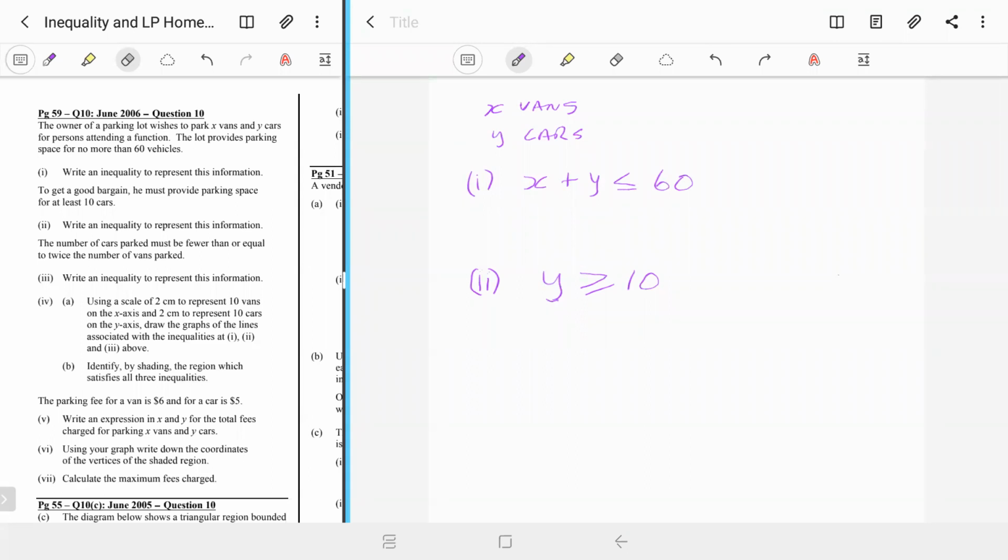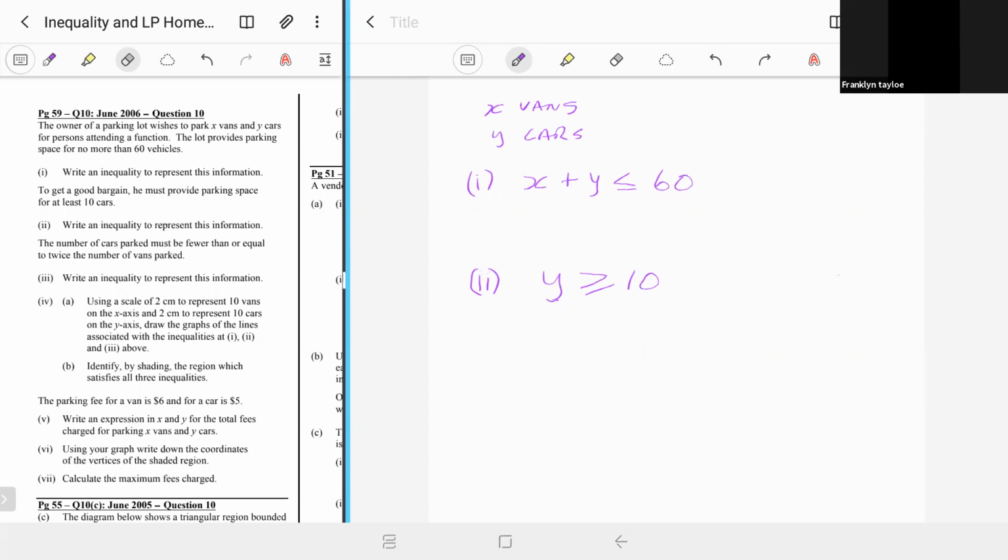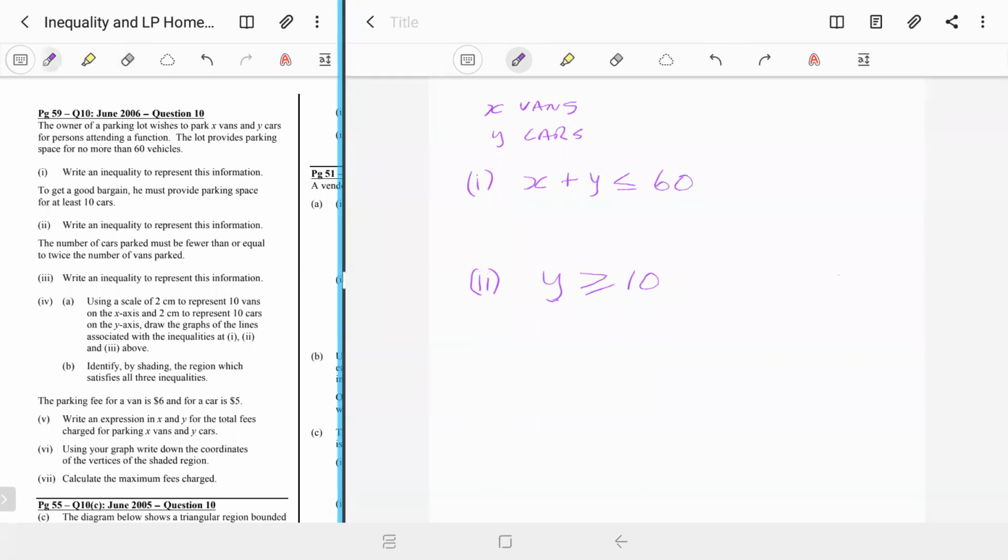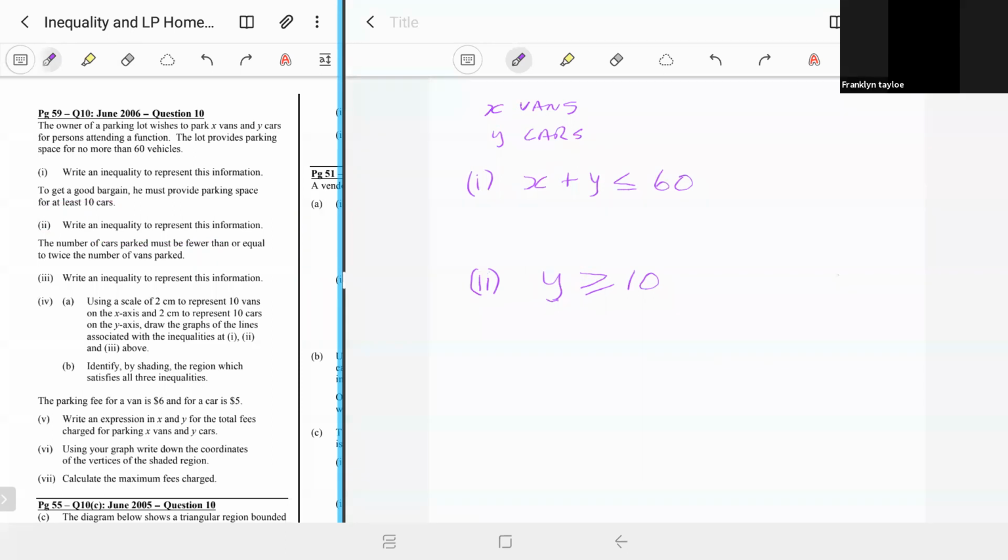Remember, y is the number of cars and x is the number of vans. This condition is talking about the number of cars, which must be at least 10. Good? So that's your second inequality right there. So far, so good? Yes, sir. Remember, the 2 examples that I'm doing now, I want you to do them over first before you try the others. Do over the same 2 examples first.